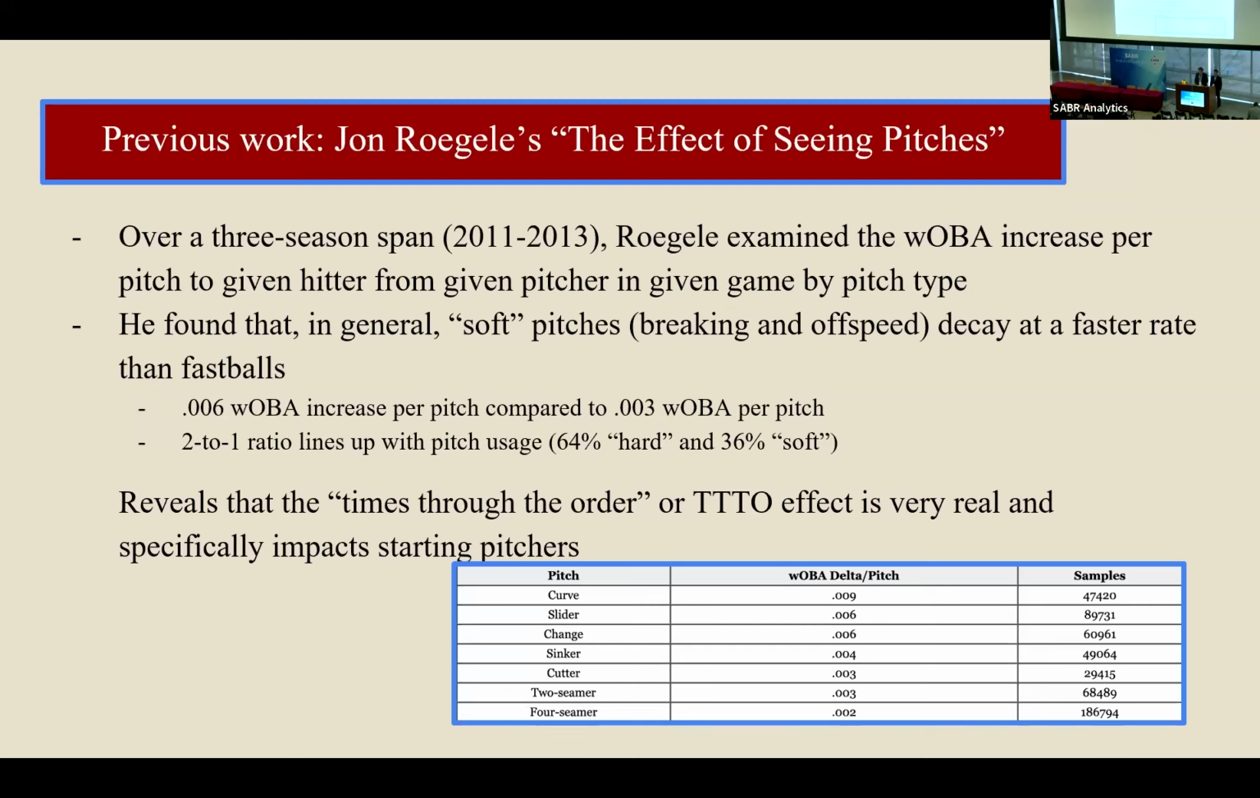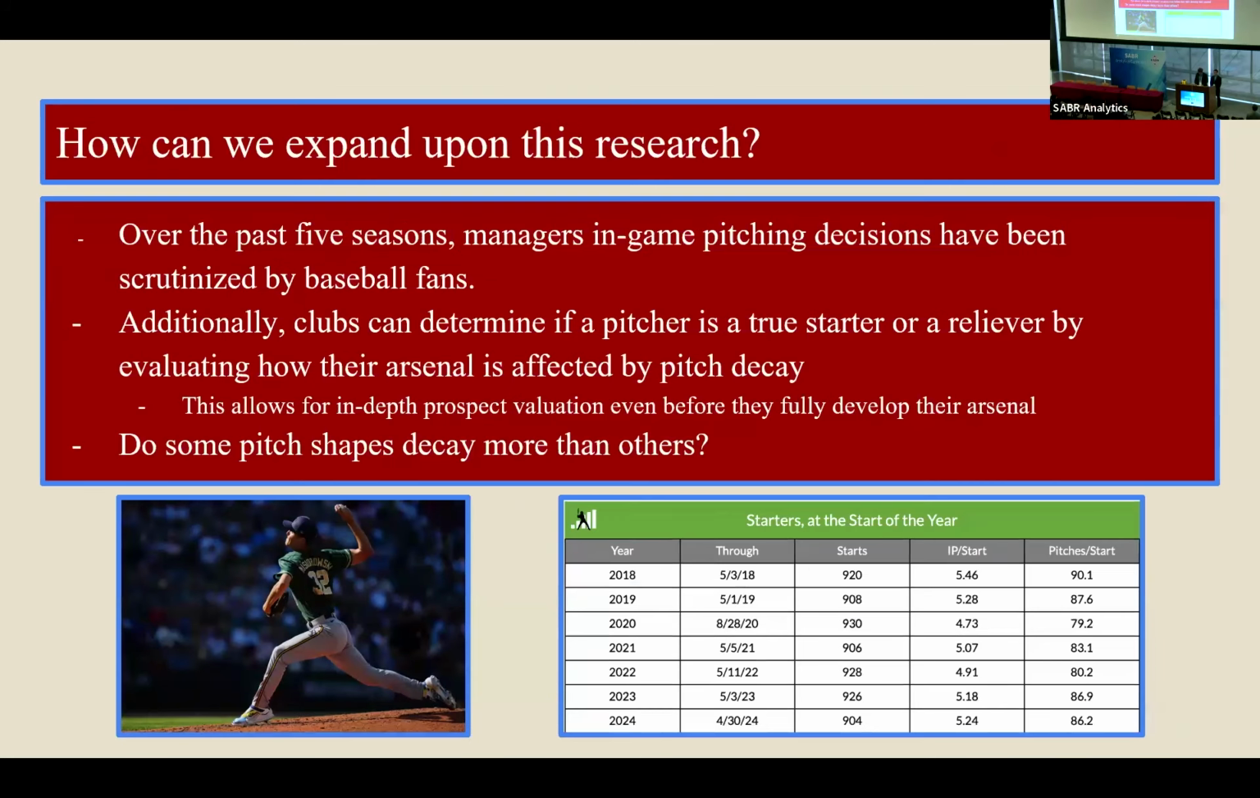He specifically focused on looking at the difference between what he classified as soft pitches, breaking balls and off-speed pitches, and hard pitches, fastballs. He found that soft pitches decay at a greater rate, finding a 0.006 wOBA increase for soft pitches and 0.003 for hard pitches. This correlates with pitch usage, seeing about a 2-to-1 ratio for hard pitches and soft pitches. This research, as well as Jim Albert's research, reveals that the times through the order effect that's often mentioned by MLB broadcasters is very real and specifically affects starting pitchers. So, how can we expand upon this research?